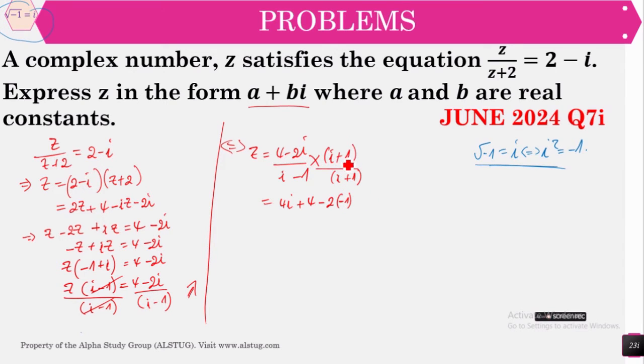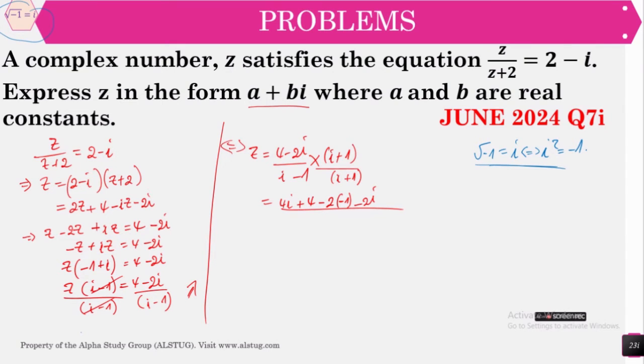Then negative 2i times 1, of course, you're going to end up with minus 2i. We have all of this divided by, now here we are going to get the difference of two squares. That's the whole idea of multiplying numerator and denominator by the conjugate of the denominator here.